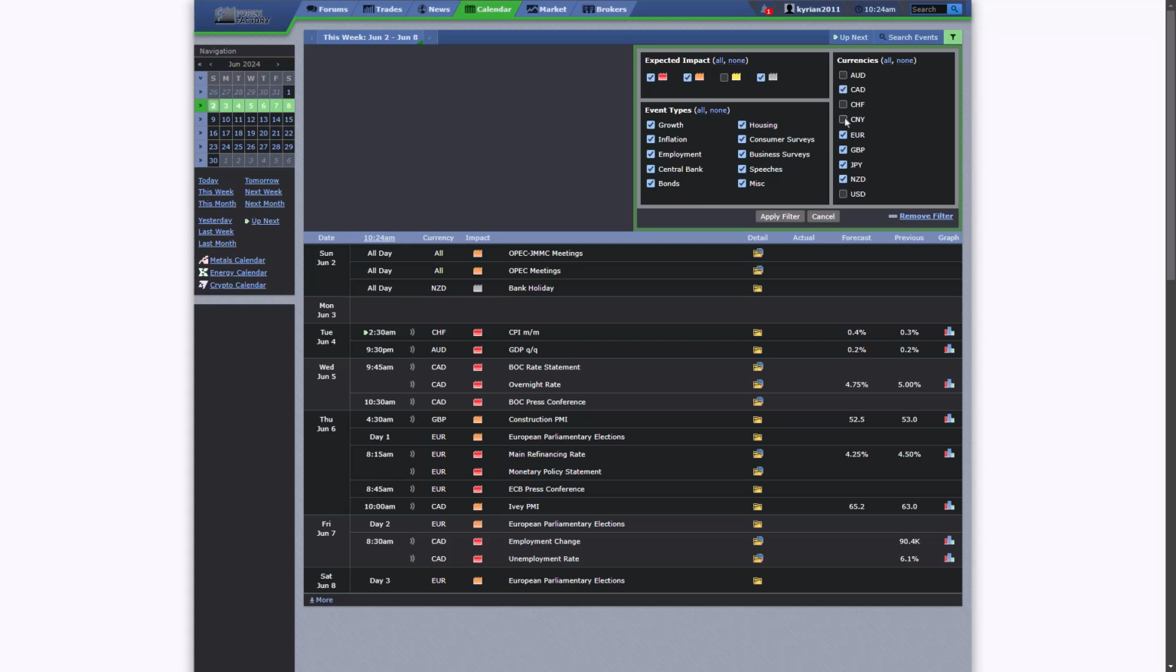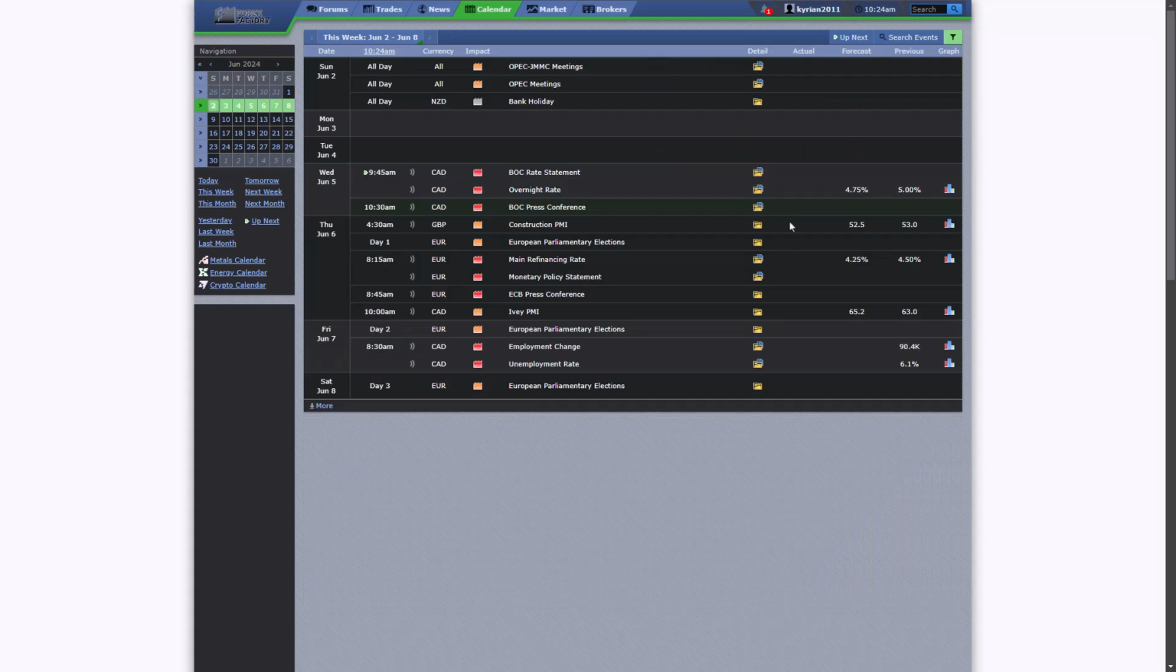I don't look at the yen, the Chinese yen already, so I wouldn't be paying attention to that either. And let's apply the filter to see what's left. So we see here that we now have the CAD, GBP. Well, we don't have GBP red folder, we only have the orange folder. So we have the CAD and euro left. So let's pan through CAD and euro pairs now.